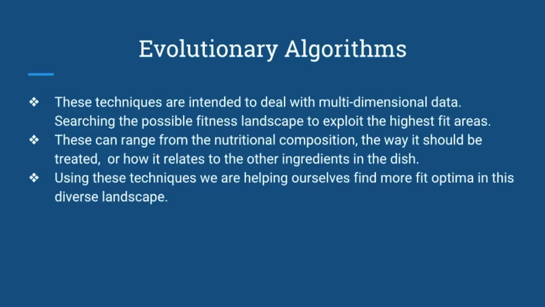For ingredients, these fitnesses range from nutritional composition, the way it can be treated, or how it relates to other ingredients in the dish, availability. It's allowing you to find some junction between these in a way we wouldn't have been able to find ourselves.